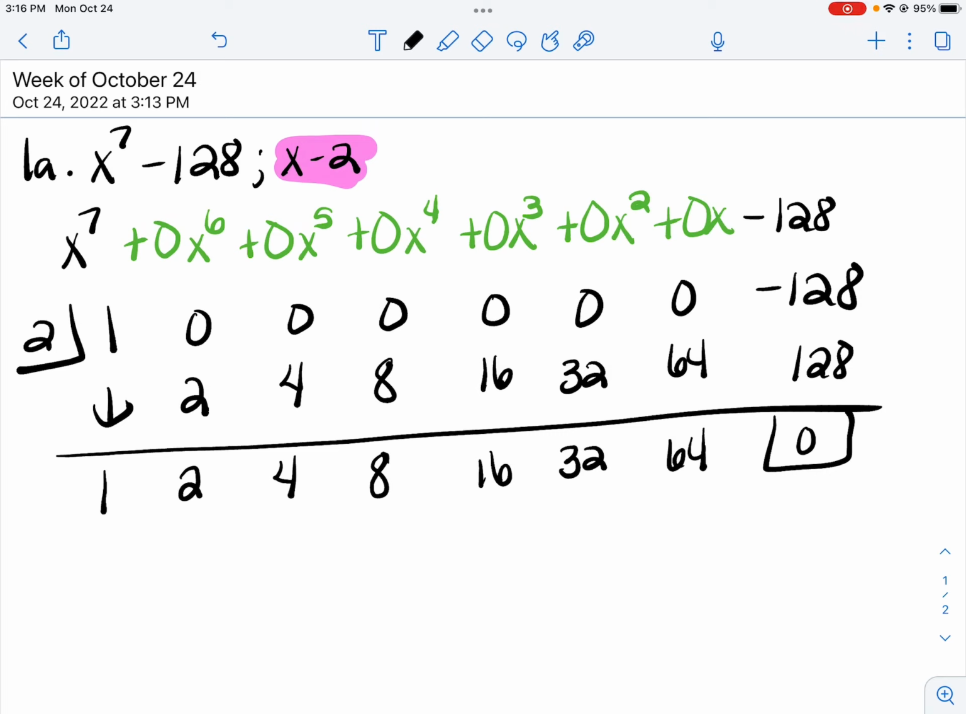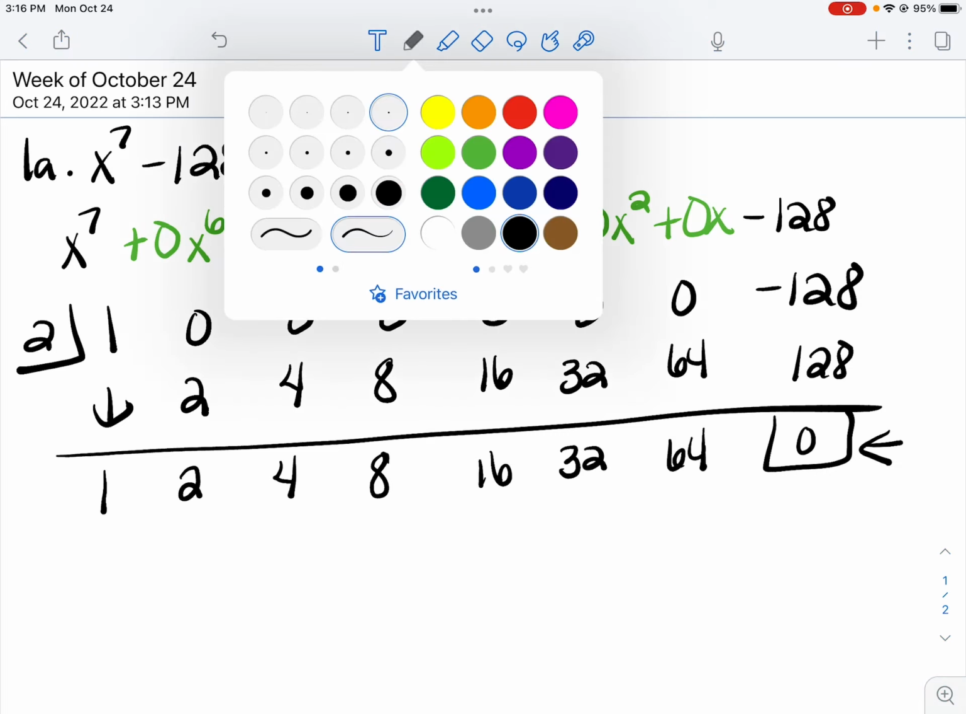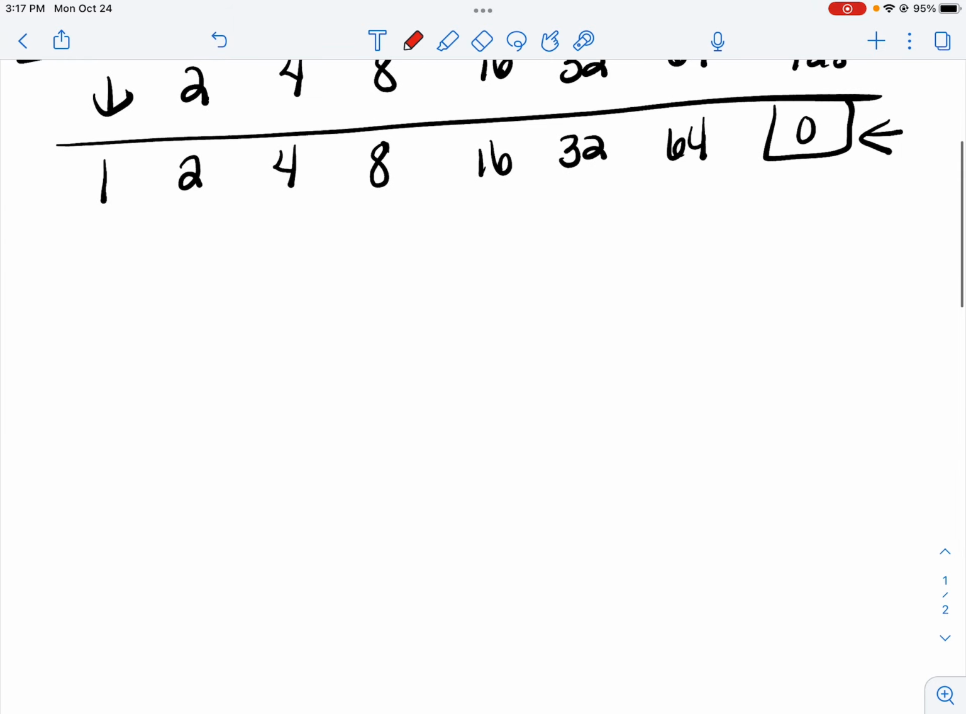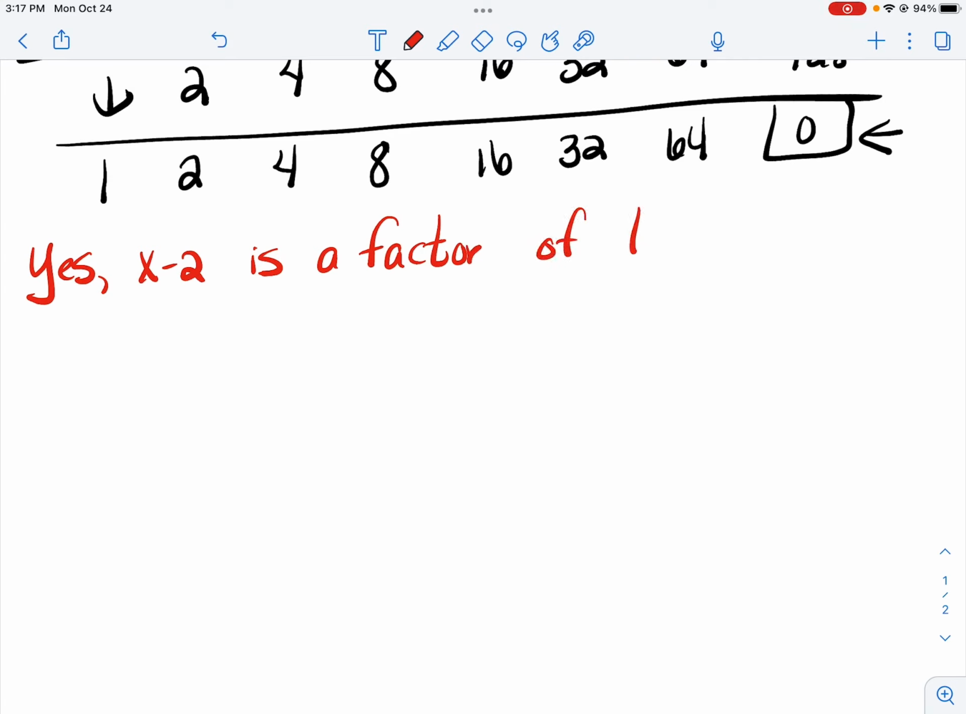Again, our problem asks us to decide if the second polynomial is a factor of the first, and so we look at that remainder. If the remainder is 0, then yes, the second polynomial is a factor of the first. So here, yes, x minus 2 is a factor of the polynomial, because the remainder is 0.